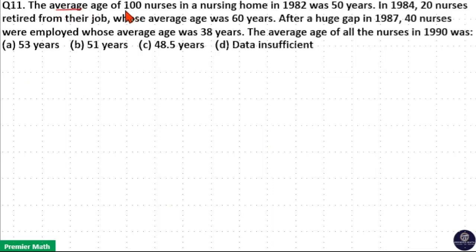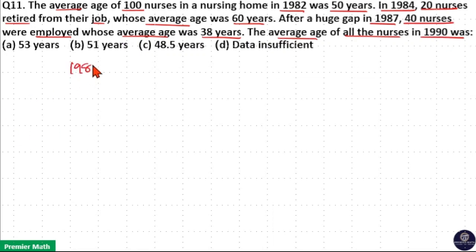The average age of 100 nurses in a nursing home in 1982 was 50 years. In 1984, 20 nurses retired from their job, whose average age was 60 years. After a huge gap, in 1987, 40 nurses were employed, whose average age was 38 years. The average age of all the nurses in 1990 was?